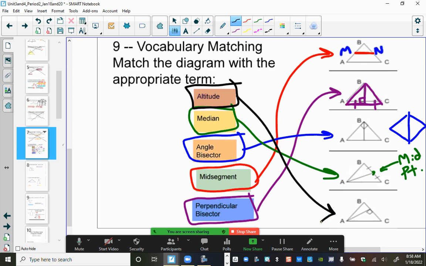But out of these 5, the 3 that you need to worry about the most are going to be these 3 right here. 2 types of bisectors in your mid-segment. Those are the 3 out of the 5 I'd worry about the most. The other 2 are good to know between now and the end of the year, but definitely top 3. Especially know the difference between perpendicular and angle bisector.